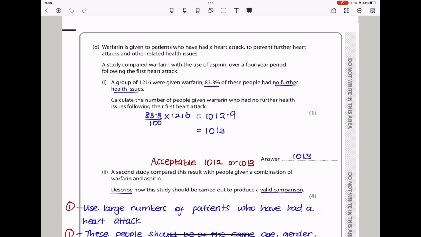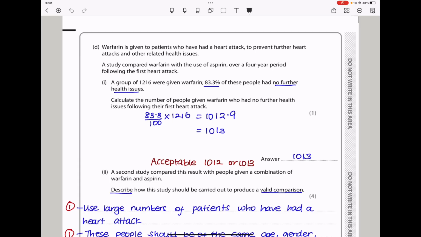Moving on. Here they say, warfarin is given to patients who have had a heart attack to prevent further heart attacks and other related health issues. A study compared warfarin with the use of aspirin over a 4-year period following the first heart attack. A group of 1,216 were given warfarin. 83.3% of these people had no further health issues. Calculate the number of people given warfarin who had no further health issues following their first heart attack.